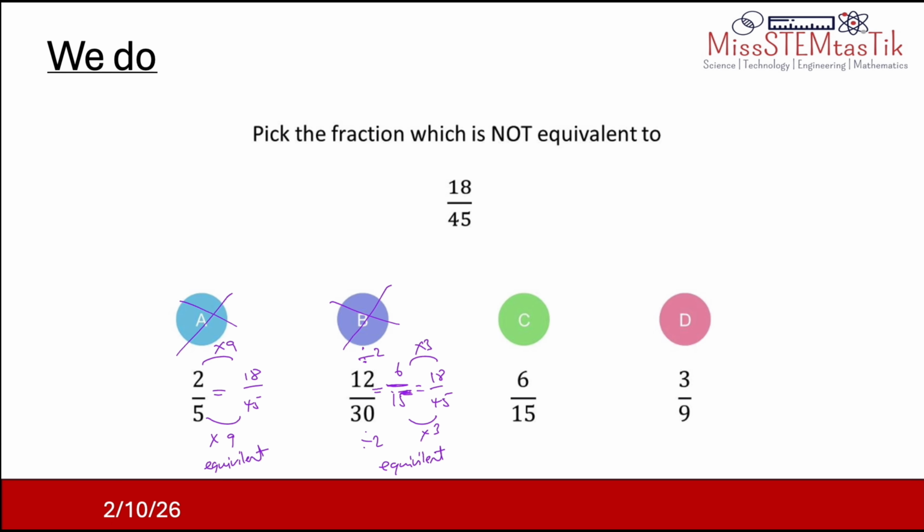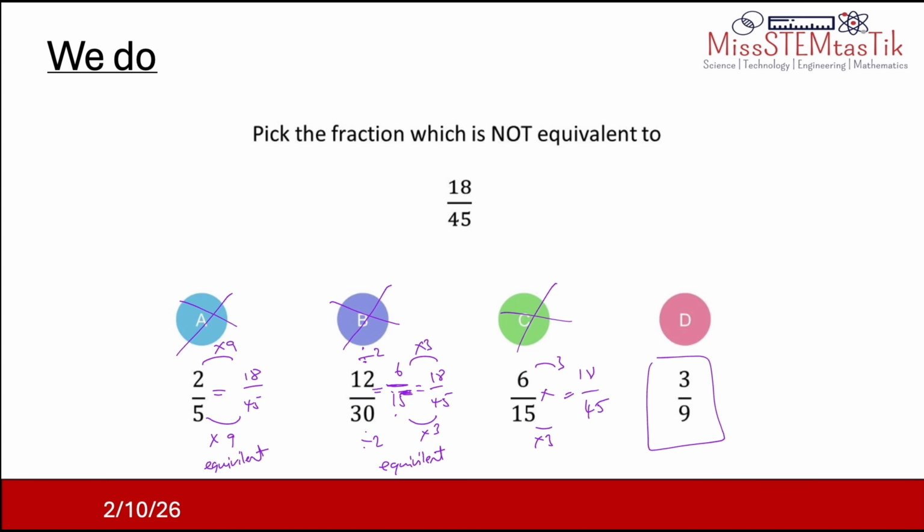C, 6 over 15, I already looked at that in question B. So I know that 6 times 3 is 18, and 15 times 3 is 45. So therefore, C is also equivalent. So that only leaves one option, which is D.